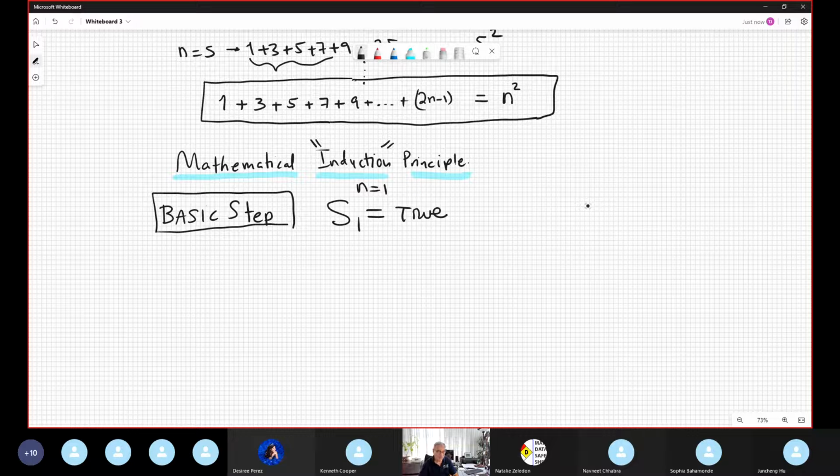And we have another step, that is the inductive step. It's the most important.